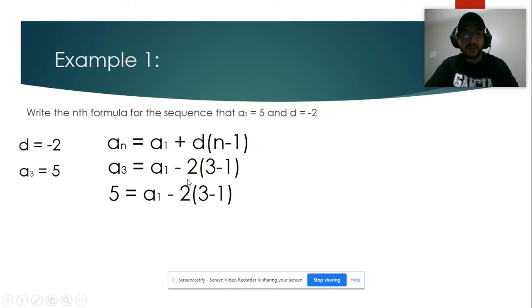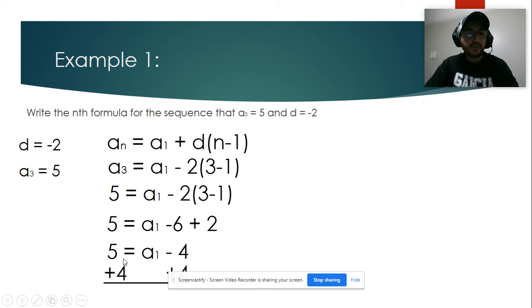First, we're going to use the distributive property. Negative 2 times 3 will be negative 6, and negative 2 times negative 1 will be positive 2. So, combine like terms. 5 equals the first term, or a sub 1, minus 4, and then this is subtracting. The opposite will be adding. So on the left, we're going to have 9 equal to a sub 1, or the first term. Now we got the first term and the distance. We can write the nth formula.